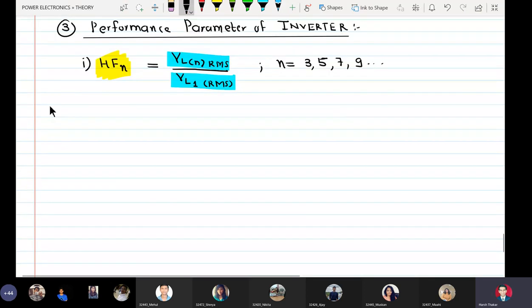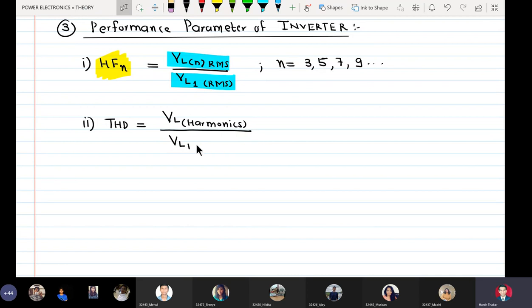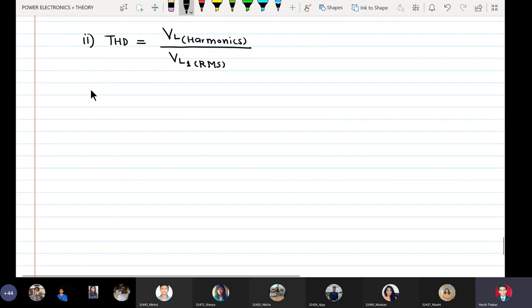The second important performance parameter is called total harmonic distortion, THD, which is equal to VL harmonics upon VL1 RMS.